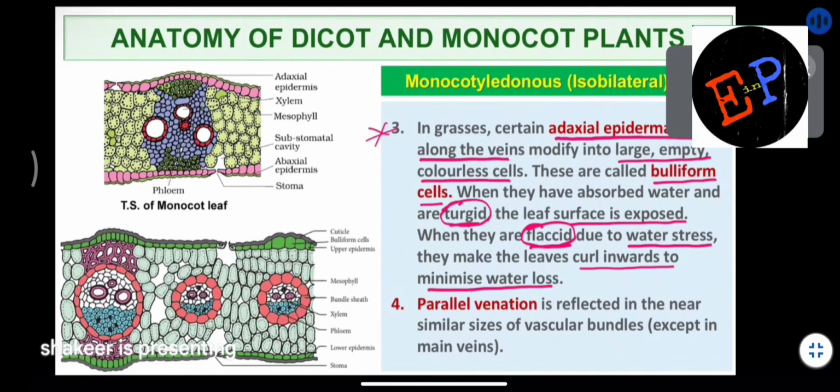Then what is meant by flaccid? Flaccid means ముడుచుకొని పోవడం. When water is very less, the leaves become flaccid and curl, ముడుచుకొని పోతుంది అనమాట. So the surface area of the leaf is reduced and water evaporation is reduced. Understood? This is the purpose of these bulliform cells.